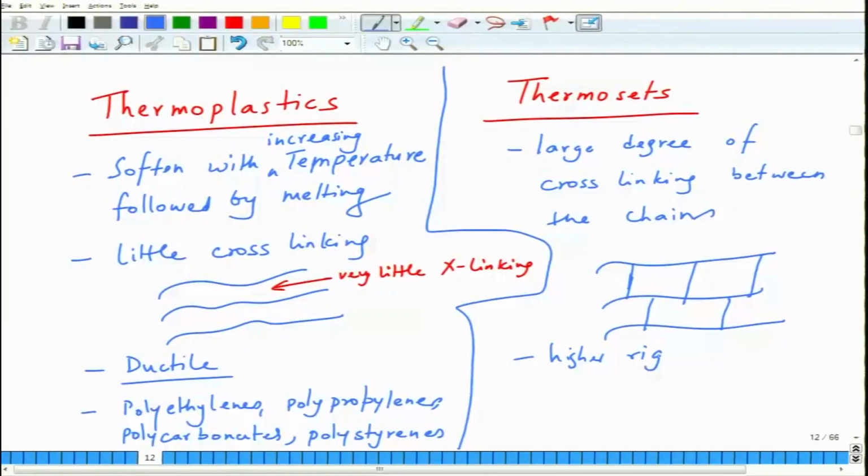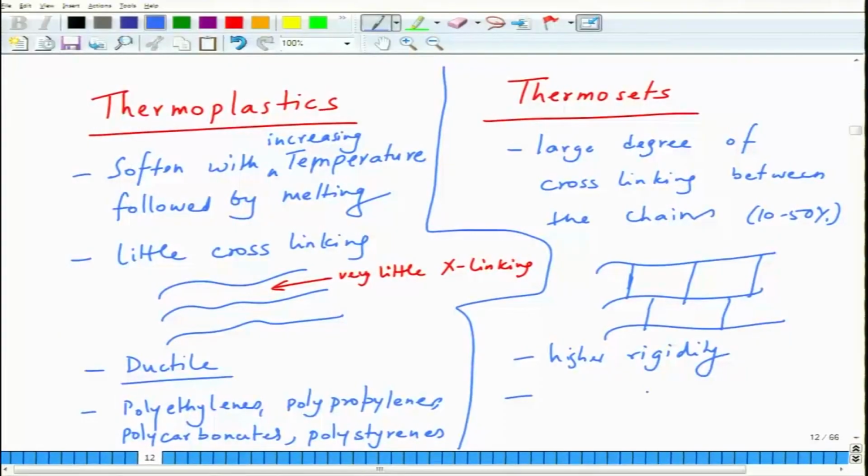rigidity, because these cross links do not allow the chains to move as freely. So, the cross linking could be 10 to 50% of the total number of MERS. Okay. Nearly 50% of MERS can be cross linked, as high as 50% in a very heavily cross linked structure. So, they have higher rigidity, they are as a result hard and tend to be brittle, and they do not soften with heating.